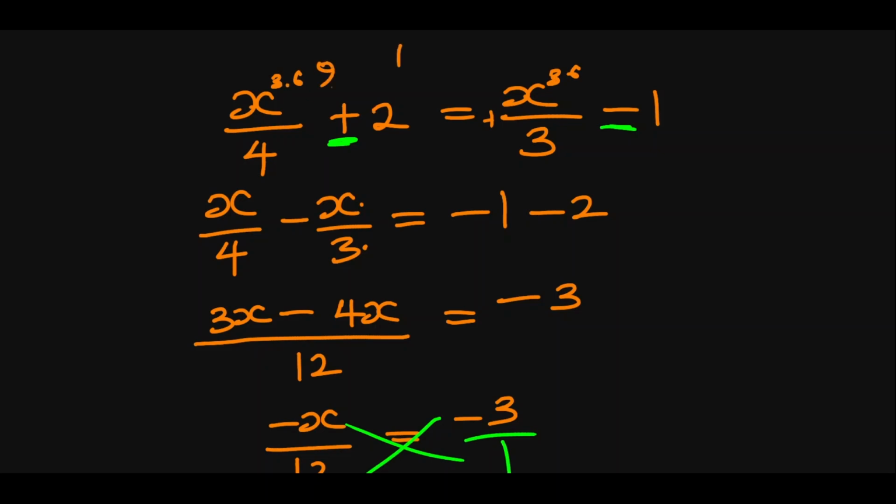9 plus 2 is 11. So we have 11 on this side. Then 36 divided by 3 here is 12. 12 minus 1 is 11. As you can see, 11, 11 on either side. So the answer is correct.